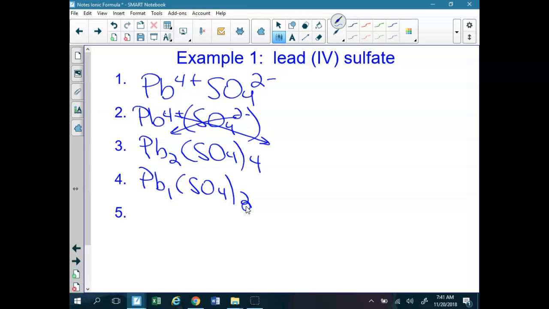Notice the parentheses are still there, right? The parentheses must remain until the final step. Sometimes they remain even in the final step. So that's the fourth step. The fourth step said to reduce.